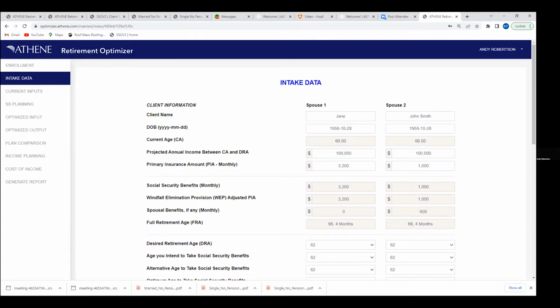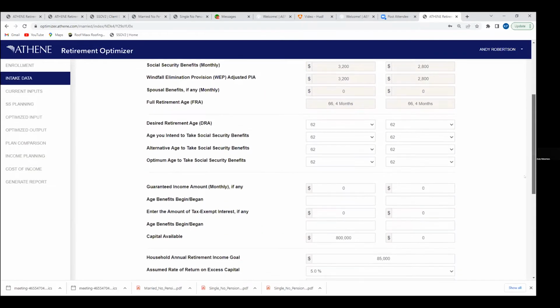And by the way, if they have a pension and it's a public pension, we're going to enter in the number of YOCs like we talked about in the training, and it's going to calculate the WEP reduction and give you the WEP PIA. I'm going to go back here to this original number and put in 2,800. And then we're going to scroll down here, and here are the scenarios we can look at.